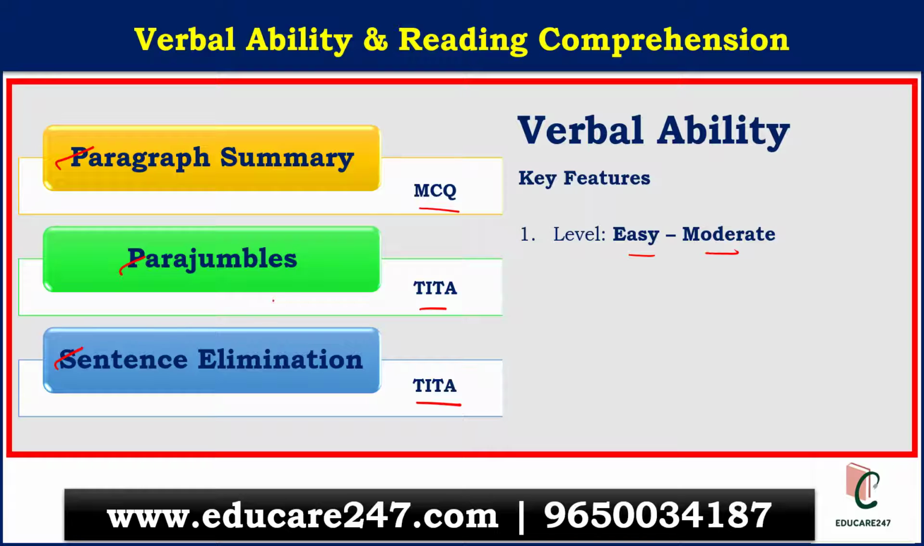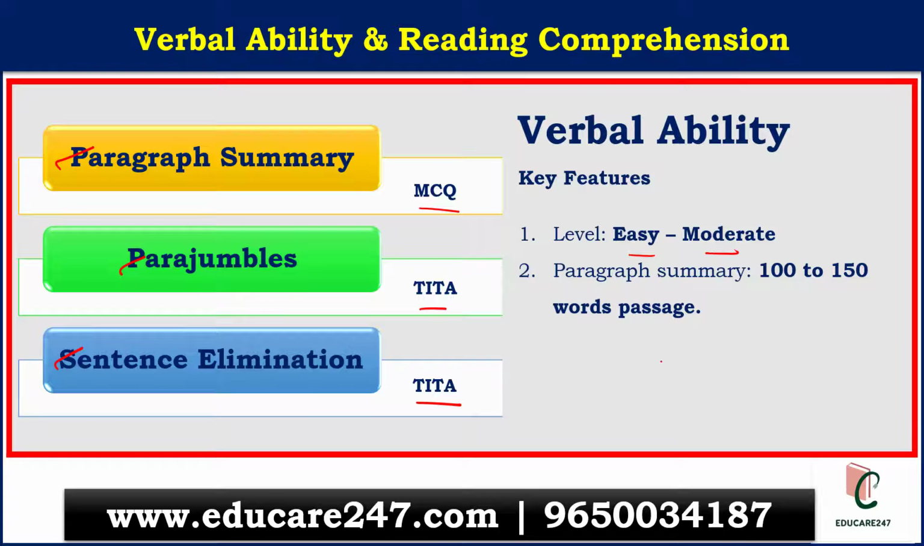The trend seen in CAT is that if the RCs are difficult, we have found that the verbal ability part is at an easy to moderate level. And if the RCs are easy, then here the difficulty tends to rise. So this is a pattern which is seen. But generally the difficulty level is easy to moderate. For para summary, in some questions, it might even reach difficult.